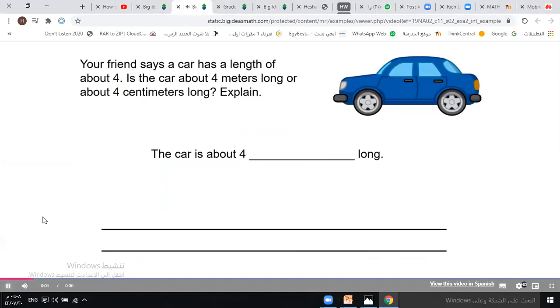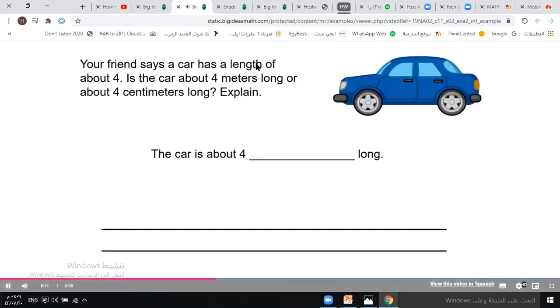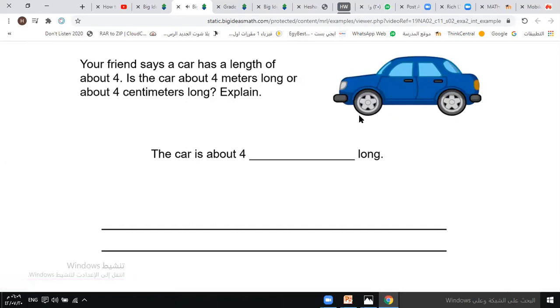Your friend says a car has a length of about 4. Is the car about 4 meters long or about 4 centimeters long? Explain. Think, centimeters are used to measure smaller objects, and meters are used to measure larger objects. A car is a large object, so the car is about 4 meters long because larger objects are measured in meters.